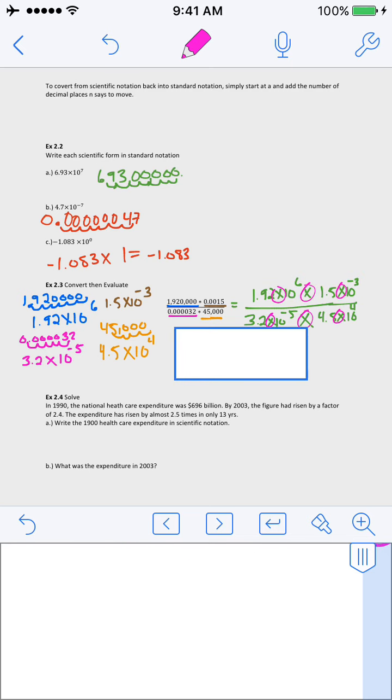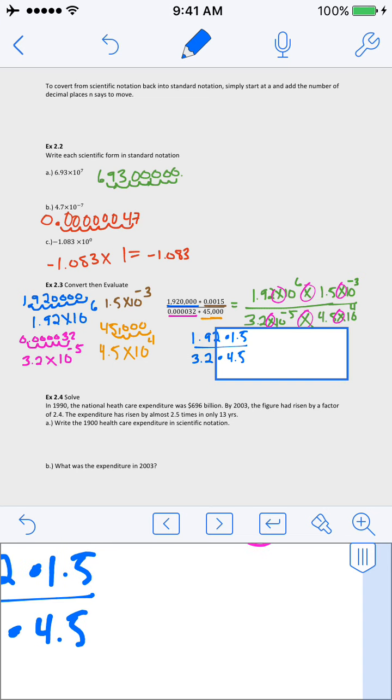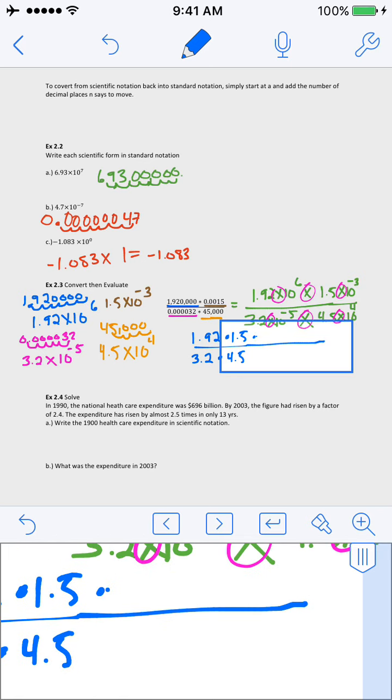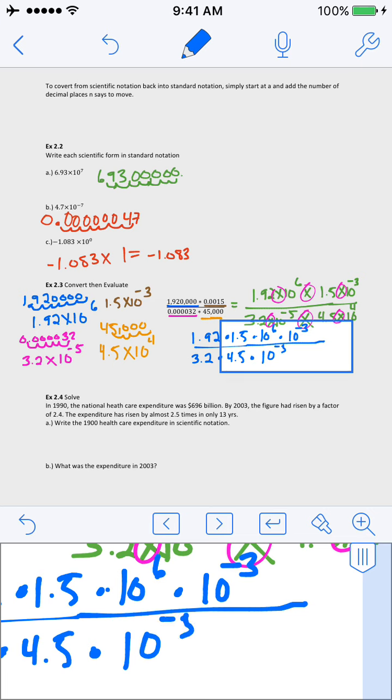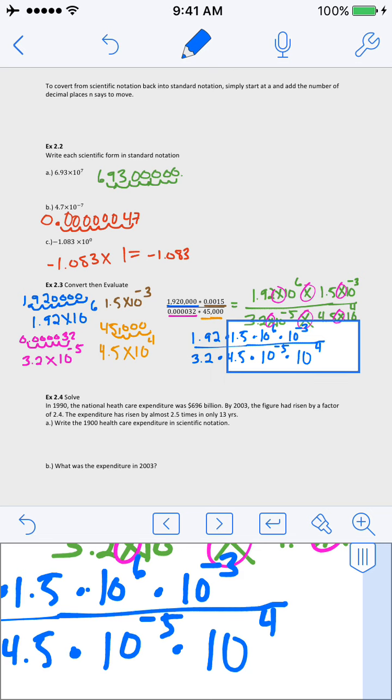So let's rearrange this stuff so that all the decimals are on one side. 1.92 times 1.5 over 3.2 times 4.5. I'm going to try and make my times very distinct because we've got a lot of decimals in there. And then we'll put the tens on the other side. Times 10 to the sixth times 10 to the negative third. And on the bottom we have times 10 to the negative fifth times 10 to the fourth. That way we don't have to deal with 0, 0, 0, 0, 0, 0, 0, 0, 0, 0, right? We don't have to deal with that. We can just deal with the tens separately and the decimals separately.